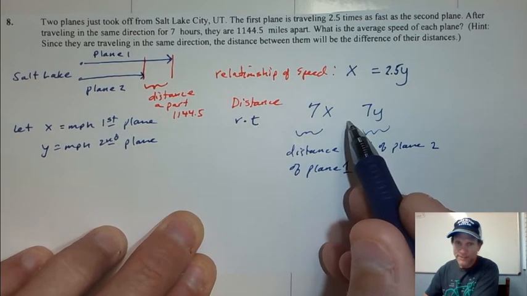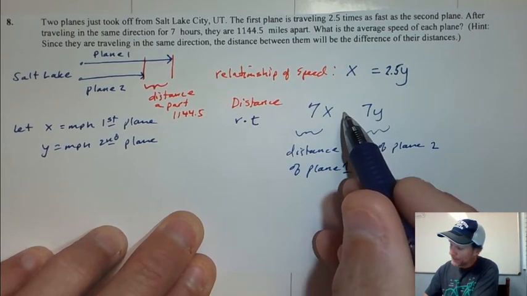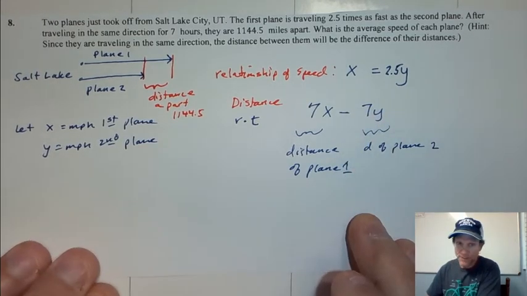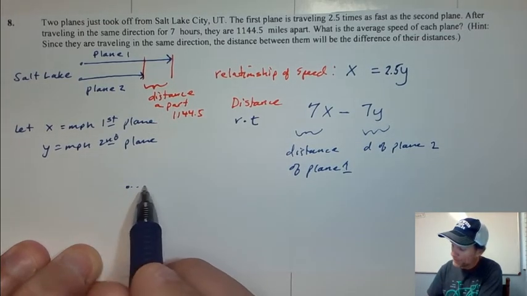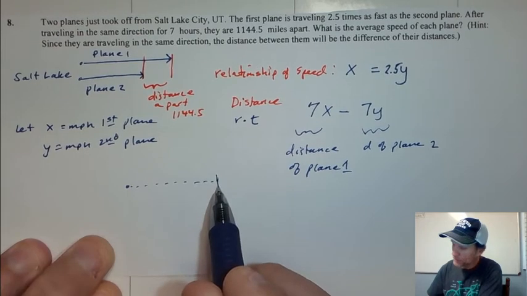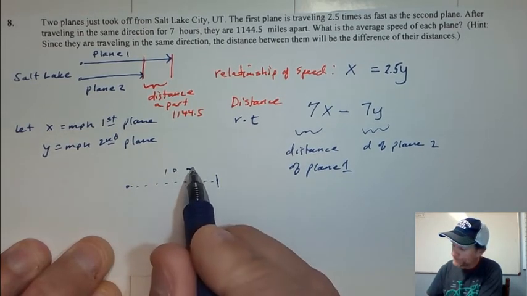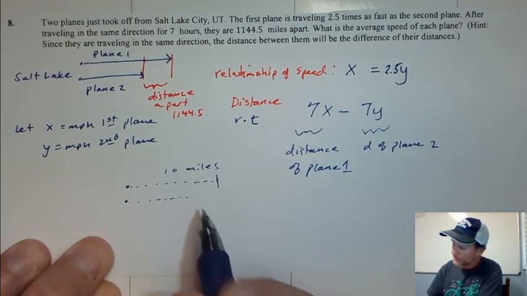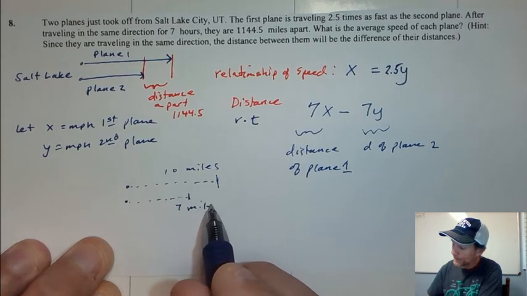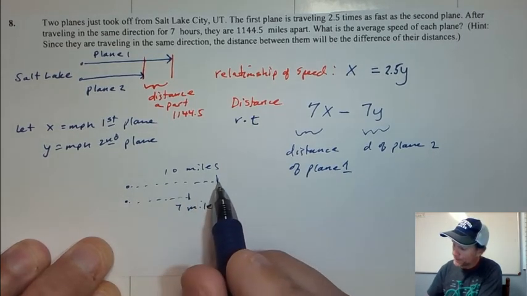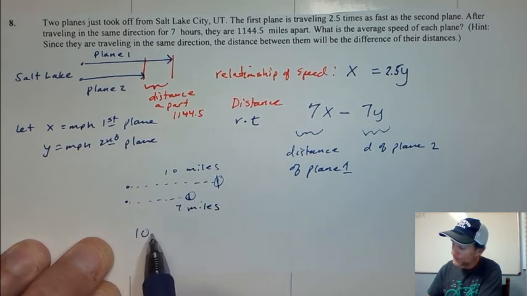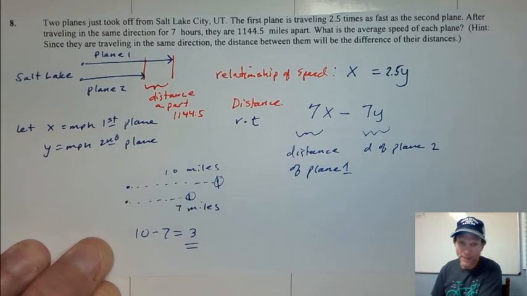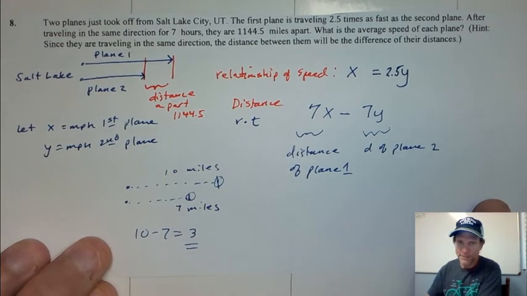And then I have to decide what sign to put between these. Well, it has to be a minus sign. If you think about this a little bit, I'm going to draw a quick little picture here. If somebody walked 10 miles this way, and then somebody else started at the exact same spot and walked 7 miles, how far apart are those two people? Well, it would be the 10 miles minus the 7 miles, which would give you 3 miles apart. So that's why it has to be subtraction, because they're going in the same direction. So that's a little complicated and it'll take some practice.